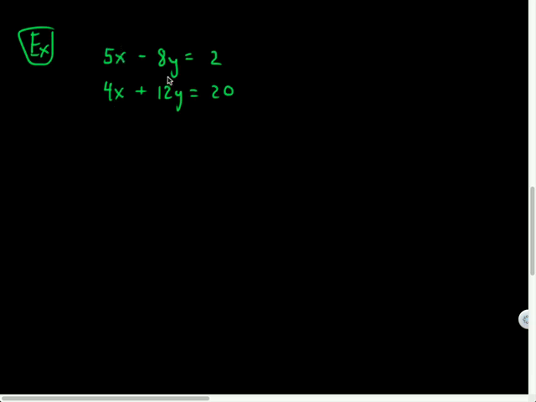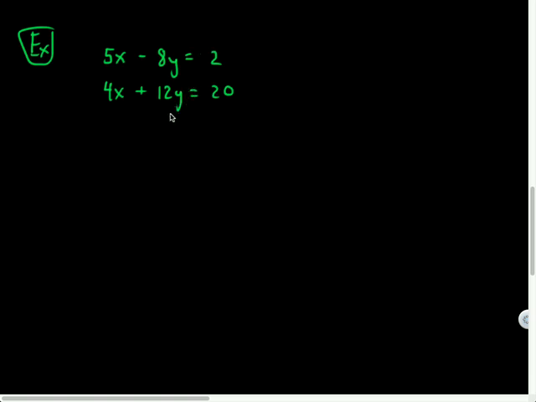Line up my variables. They happen to be lined up in this case. Okay, that won't always be the case. I mean, I could have had 5x equals 8y plus 2, and I would have been like, oh, I should add 8y to the other side just to take care of that. So that's not always going to be the case, but step 1 is done.